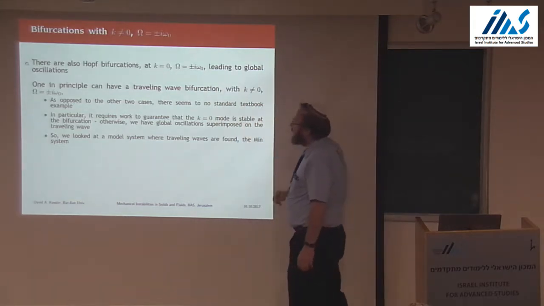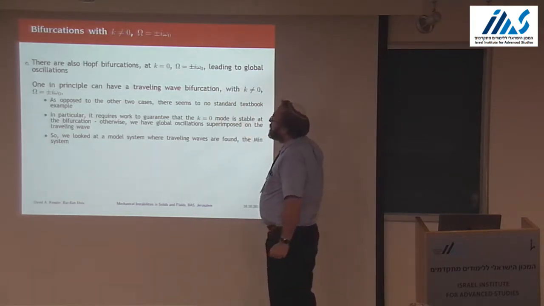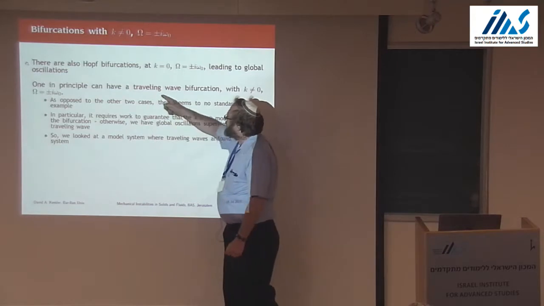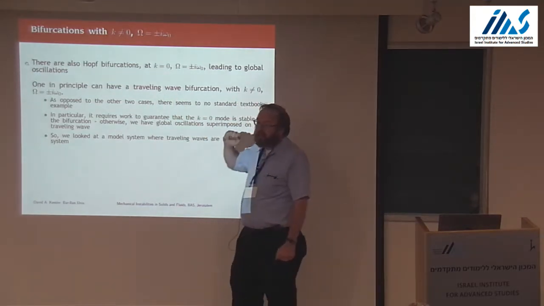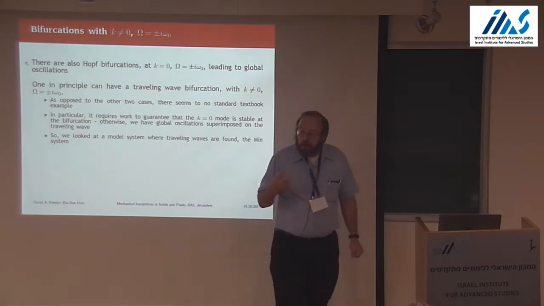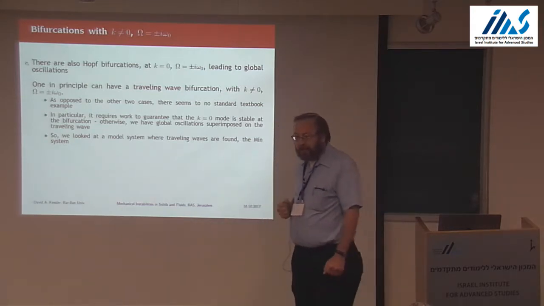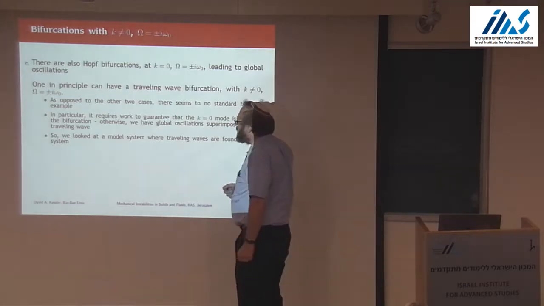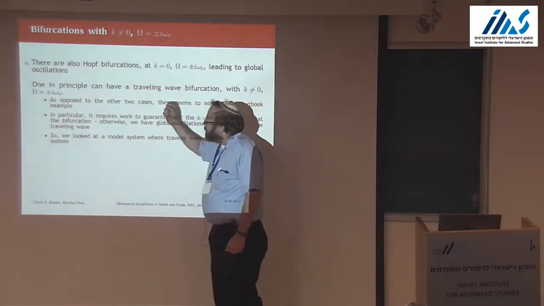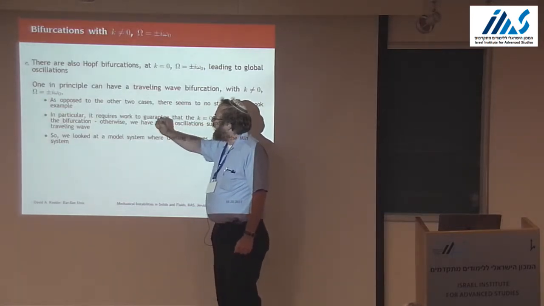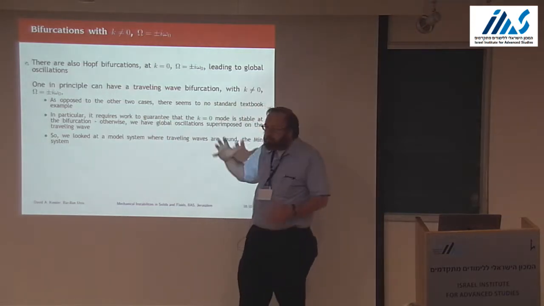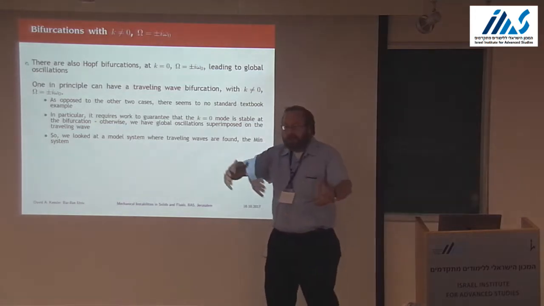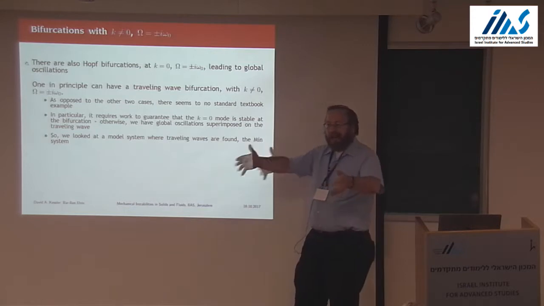All right? And in principle, there's a third class. The third class is a traveling wave bifurcation. In other words, you can imagine a situation where the mode that goes unstable has k not equal to 0 and imaginary omega not equal to 0. So what's strange is that, as opposed to the other two cases, you look around and there's no standard model, if you want to explain to a beginning student, let's write down a simple model that has this kind of instability.